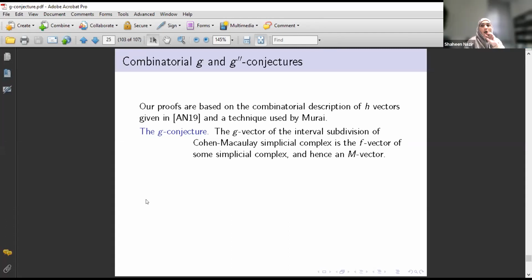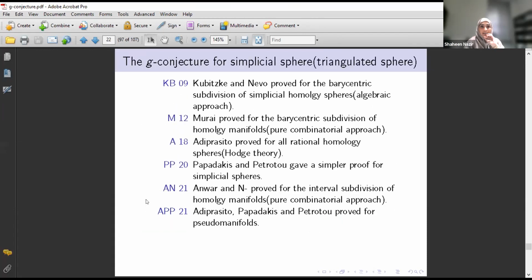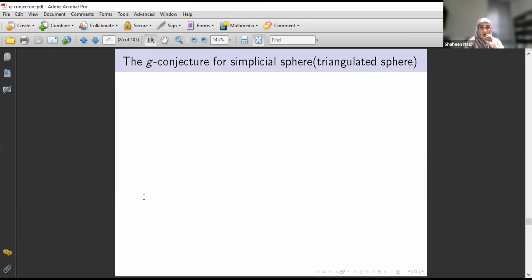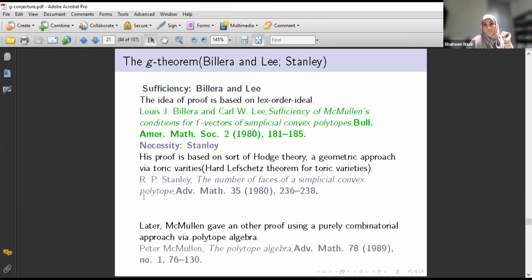Okay, you have seen that this conjecture was solved by these three people, but that is just for one specific class. The conjecture was still open for the larger class of simplicial spheres, right? So what we have done is prove this conjecture for a larger class, which was not covered in that part.